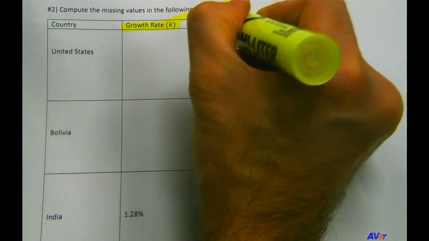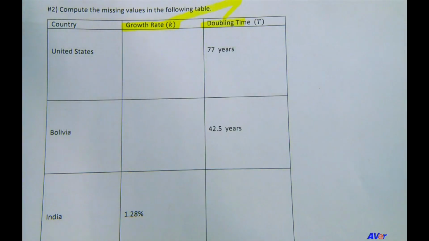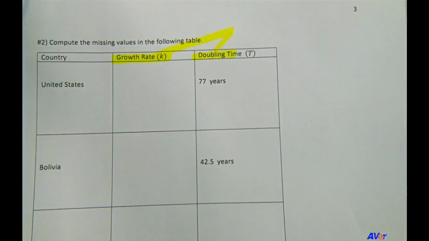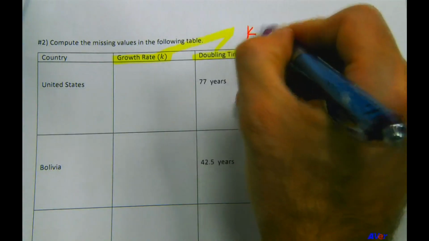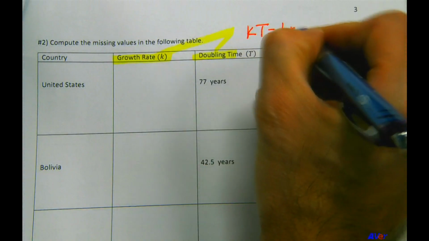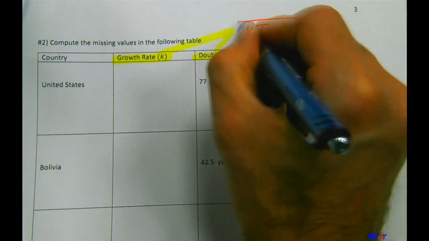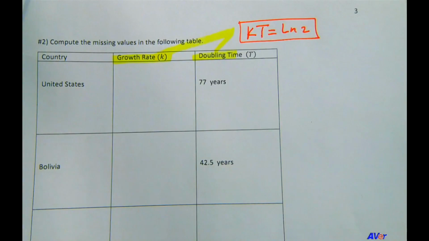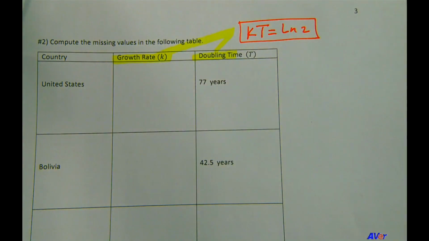These two quantities are related with this formula. They are related using this formula, right? Kt equals natural log of 2. Okay, so I highly encourage you to please take the time to complete this table before you see me work this out.